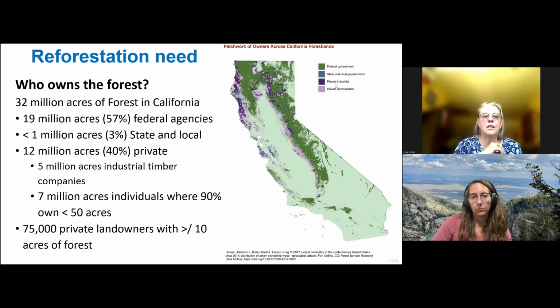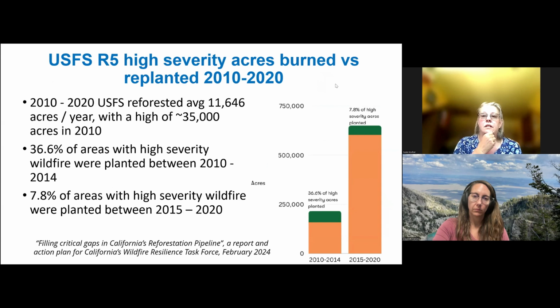So you can see there would be a large number of people in that ownership who might need technical assistance to move forward with reforestation, which is much different than industrial timberlands where they have experts and it's their business, so they're reforesting quickly, and federal lands who have had cutbacks in capacity and other barriers to actually getting reforestation done. So here's a little figure from the California Wildfire Resilience Task Force from February of 2024.